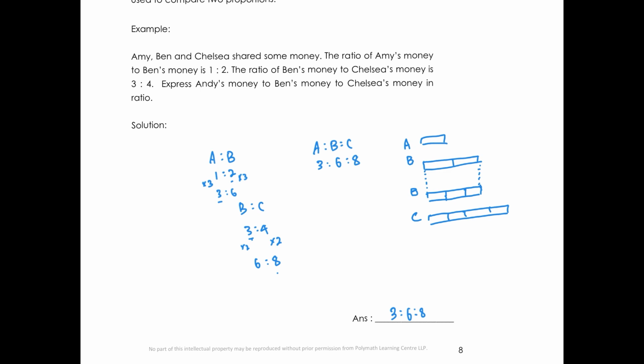So you can cut them to the lowest common multiple of 2 and 3, which is 6. For the models above, you cut them each into 3. For the models below, you cut them each into 2. So you have 3 units here, 6 units for Ben, 8 units for Chelsea. That is the model representation of this ratio.